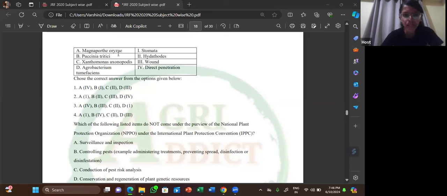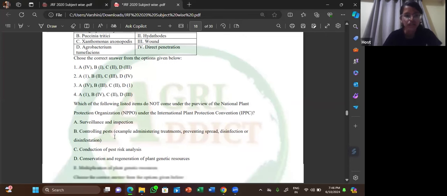So this Magnaporthe oryzae is by direct penetration. Whereas Puccinia, what does it cause? Black stem rust of wheat. So this moves through the stomata. Xanthomonas, just now I told, is a bacteria. It mainly goes through the hydathodes. Whereas Agrobacterium tumefaciens produces crown gall. So this actually goes through the wound. That's why option 1 is the right answer. Okay.